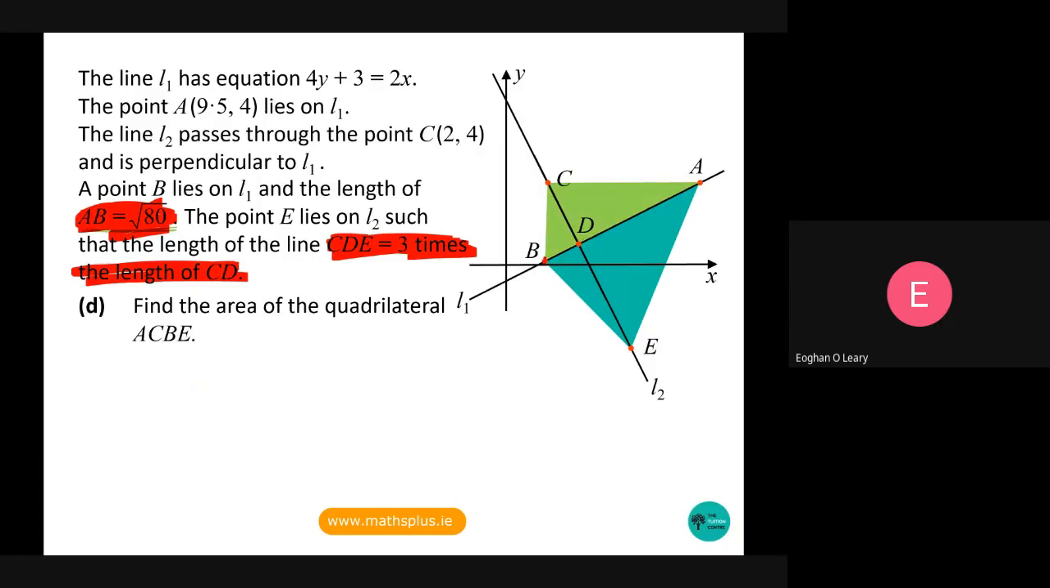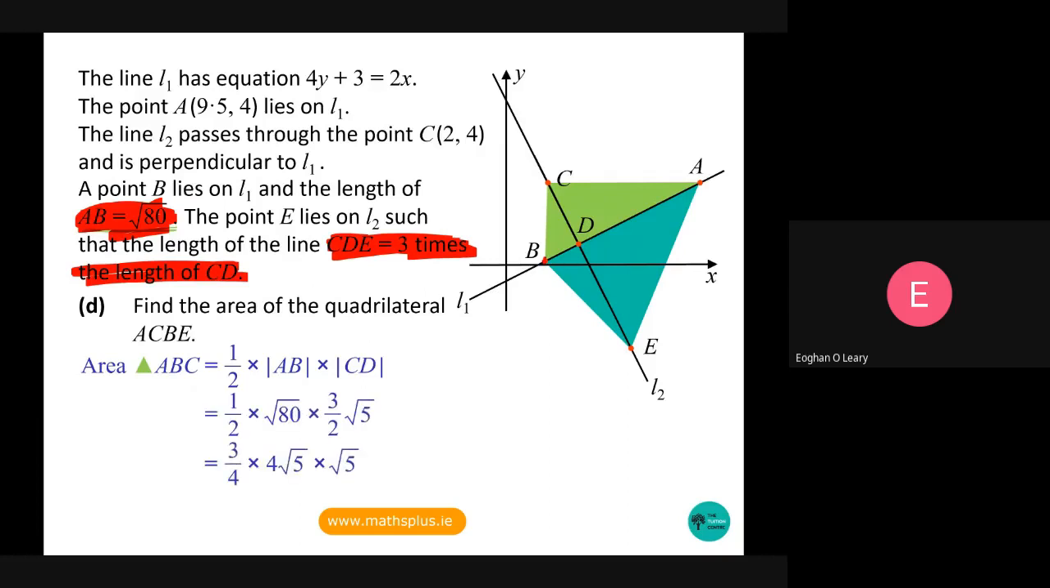So let's go about it. We're going to find the area of this first triangle, this guy up on the top. So BCA. What do we know about it? Well, to find the area, we're going to say a half the base by the perpendicular height. So a half AB times CD. Do we have all this information? We do, because it tells us that AB is equal to root 80, and we figured out what CD was equal to earlier on. It was 3 over 2 root 5. I multiply it all together, and I get my answer of 15 units squared. So that's my top triangle.